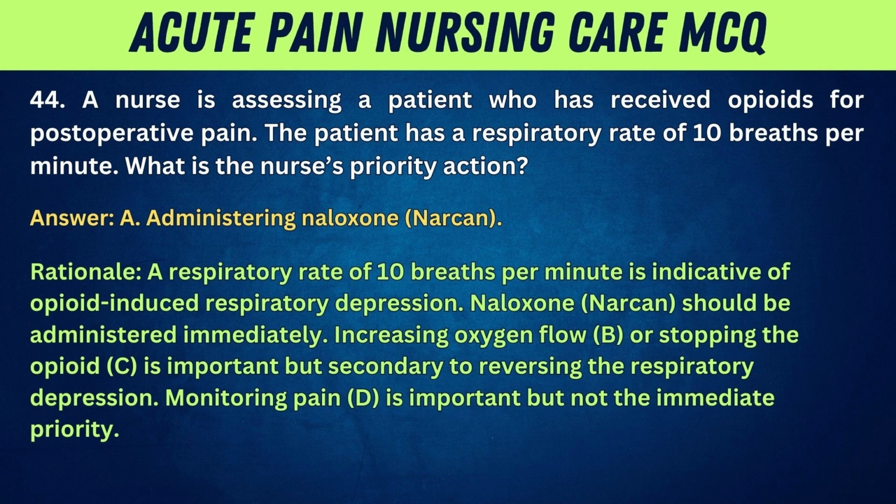Answer. A. Administering naloxone (Narcan). Rationale. A respiratory rate of 10 breaths per minute is indicative of opioid-induced respiratory depression. Naloxone (Narcan) should be administered immediately. Increasing oxygen flow, B, or stopping the opioid, C, is important but secondary to reversing the respiratory depression. Monitoring pain, D, is important but not the immediate priority.